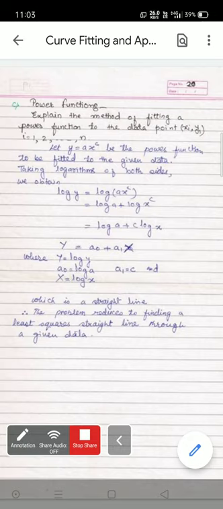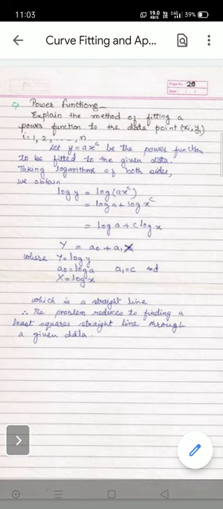We have studied the least square curve fitting procedure. In the least square curve fitting procedure, we have fit the straight line and fit the polynomial. Next is to fit the power function. Explain the method of fitting a power function to the data points xi, yi, i from 1 to n.